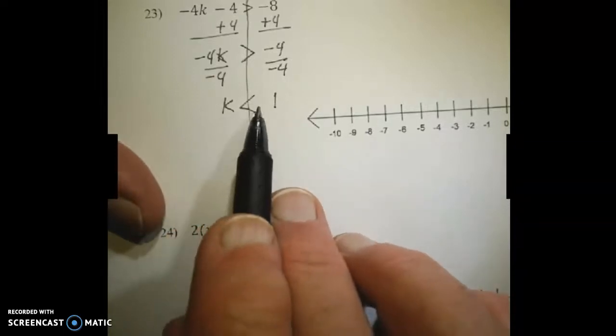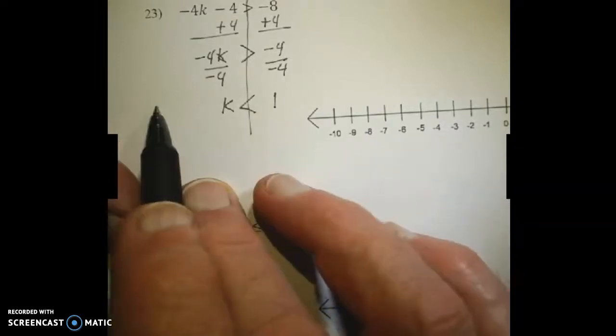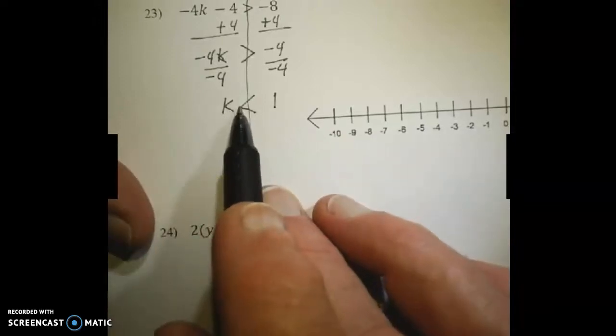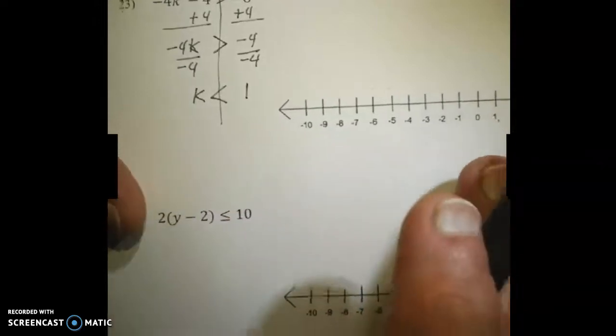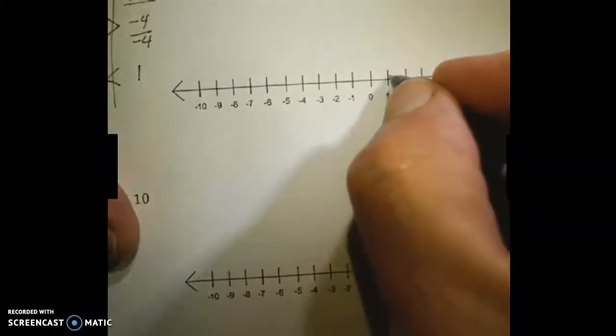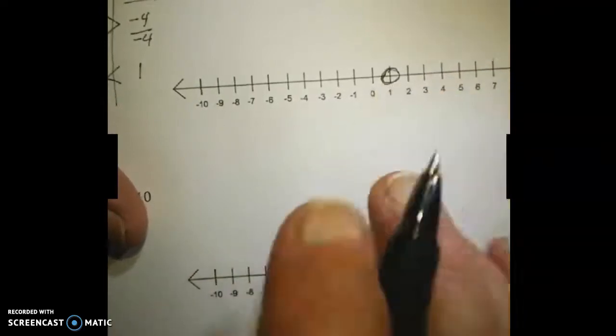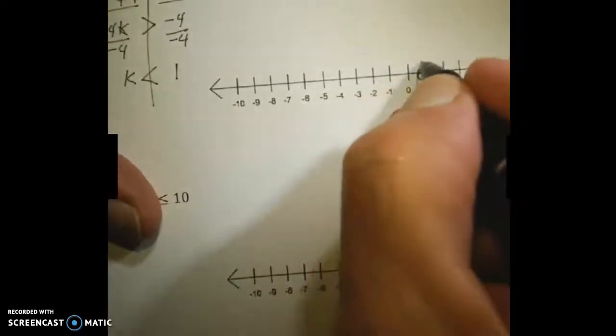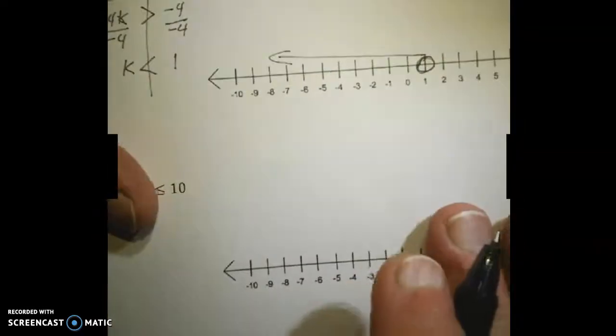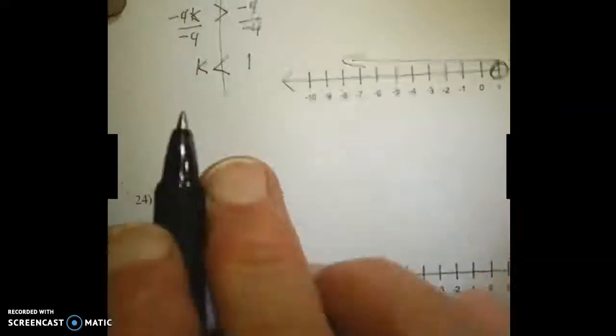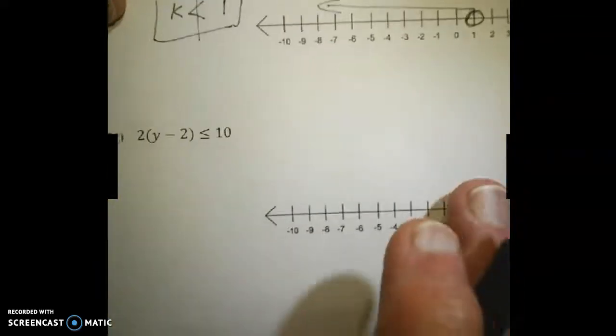Since the k is listed first, our line has to be going this direction, the same way this inequality is pointing. So this, again, is an open circle. 1 is not a good answer. That open circle is showing you that 1 is not a good answer because we did not shade that in. And then anything less than that is good. So that's your graph. Again, 2 points. 1 for the solution, 1 for the graph.